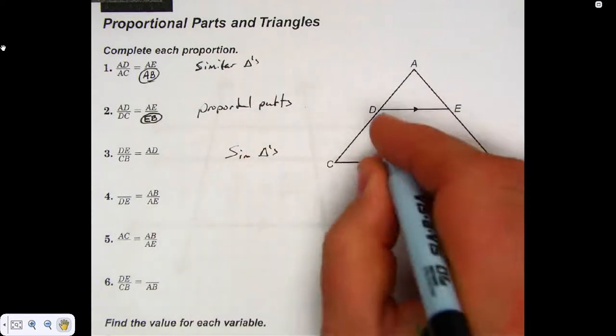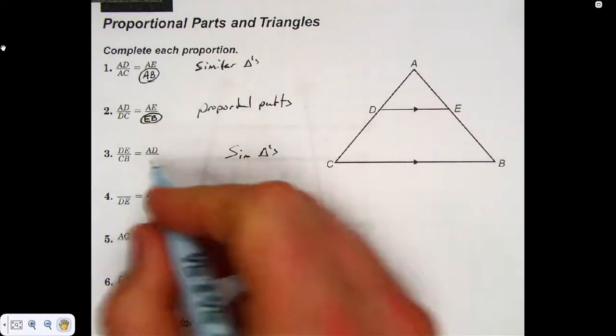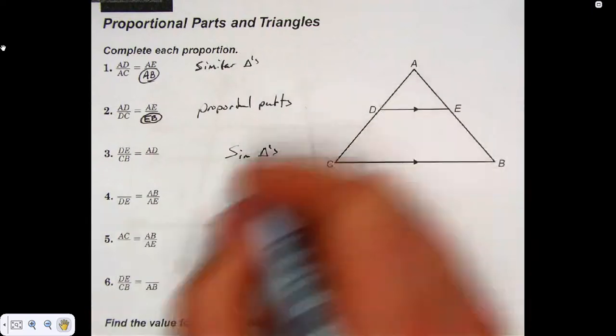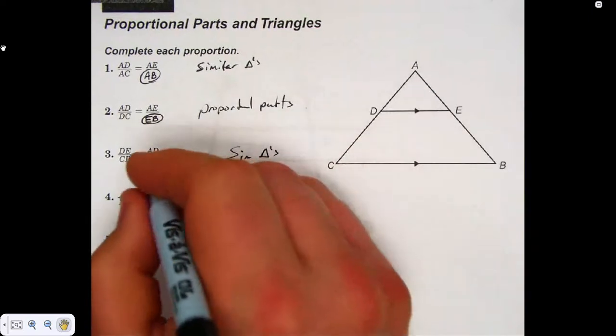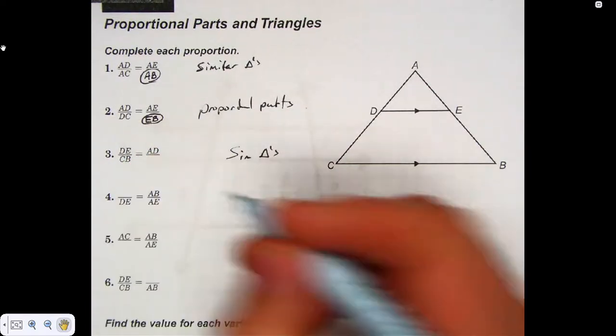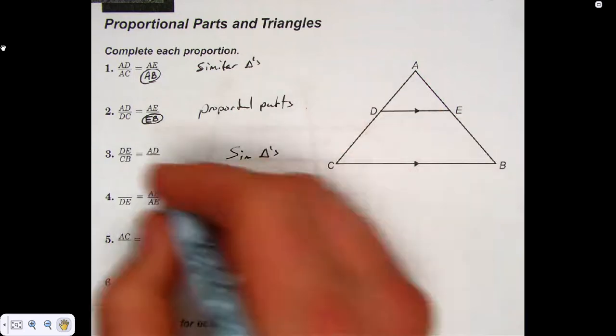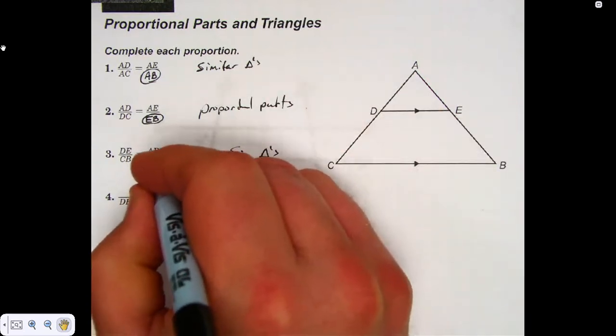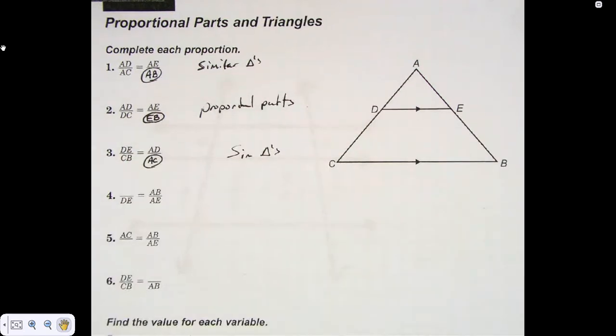Similar triangles, because DE over CB. So then I'd have to do AD over what? AD over AC? Does everybody see that?